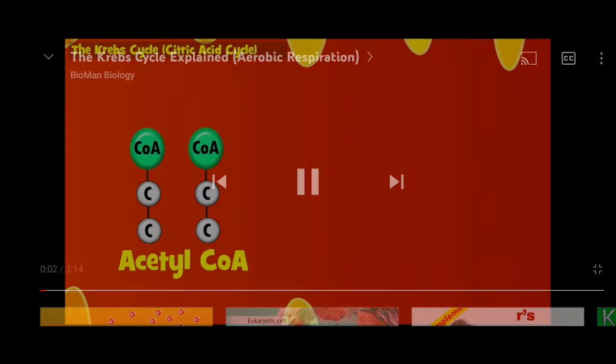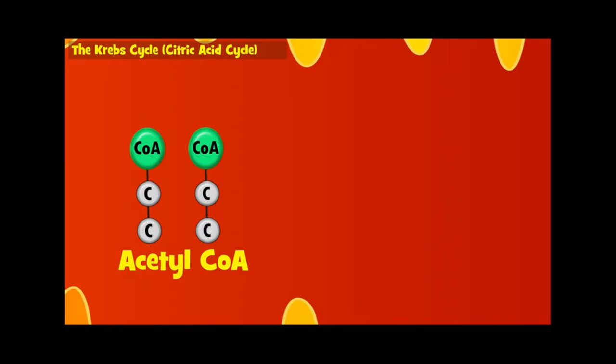In the Krebs cycle, the acetyl-CoA that was made in the link reaction will be further broken down. Now remember, the acetyl-CoA molecules are the remains of the glucose molecules started in the beginning of the respiration. So by the time we are done with the Krebs cycle, our glucose will be completely oxidized and broken down to carbon dioxide. So let's check out how the Krebs cycle completes its breakdown.